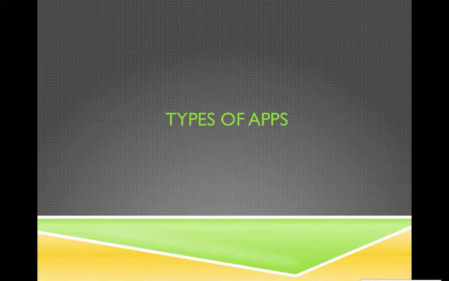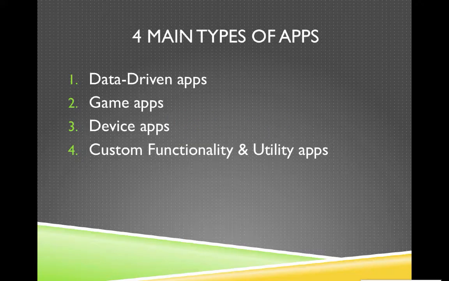So now we're going to quickly move on to types of apps. You've got four main types of applications. We've got data-driven apps, which are apps that have a lot of dynamic data that is either stored in a local database or retrieved from an external pool, right? Game apps.